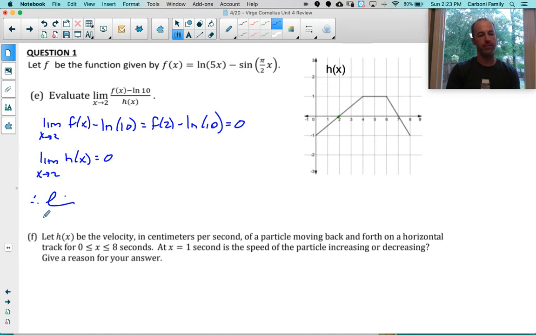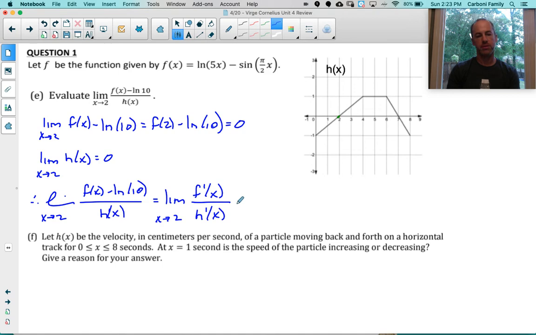Therefore, the limit as x approaches 2 of the original problem, f of x minus natural log of 10 over h of x, is indeterminate, so that would equal the limit as x approaches 2 of the derivatives of top and bottom. The derivative of the top is going to be f prime of x. The natural log of 10 is a constant, so that will zero out when you find the derivative. And the derivative of my denominator would be h prime of x.